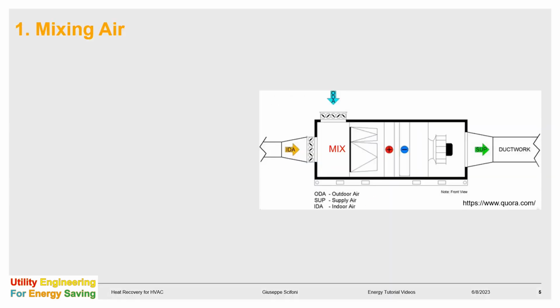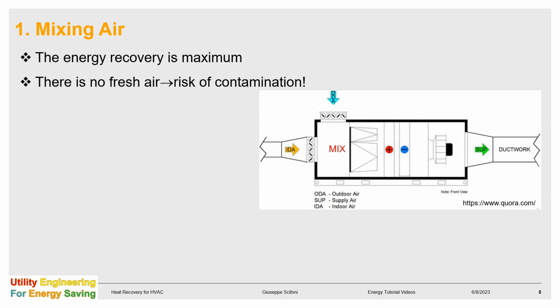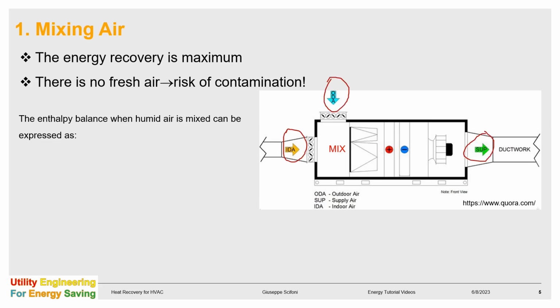Let's start from the first type of heat recovery, that is the mixed air. To allow it, we need a special type of air handler with only 3 gates. 2 gates for intake and 1 gate for supply air. The intake streams are the outside air and extract air, elsewhere called indoor air. In this case, the whole enthalpy of the indoor air can be recovered. On the other hand, there is risk of contamination.